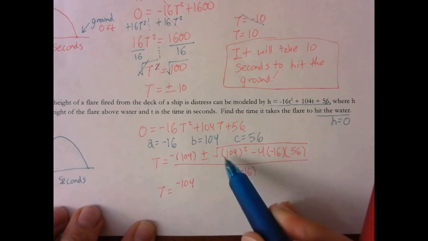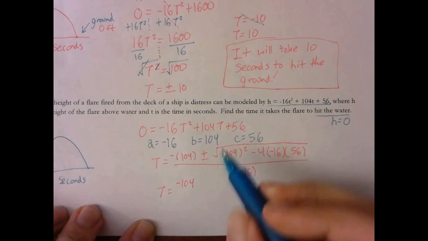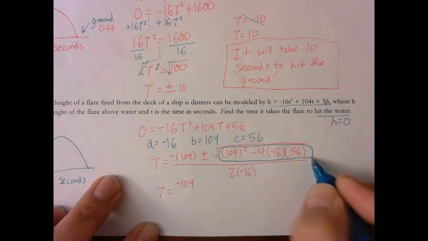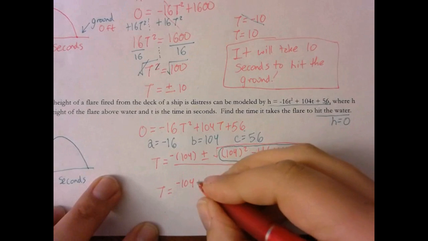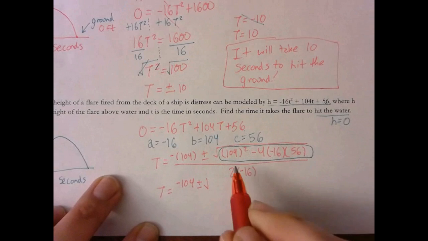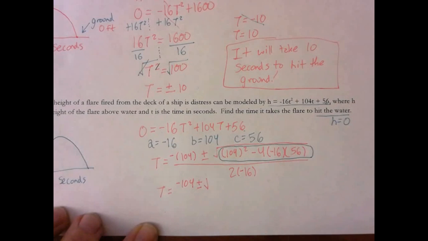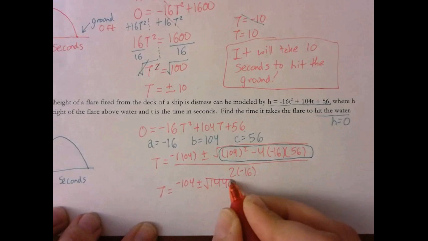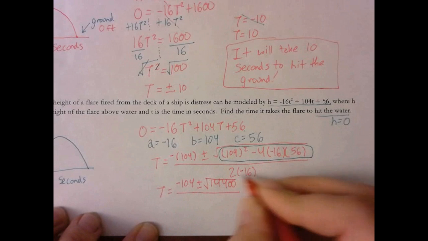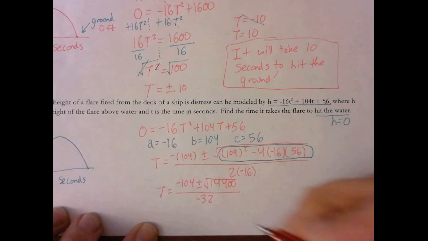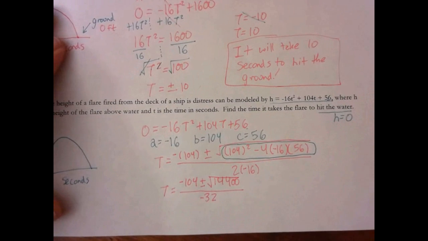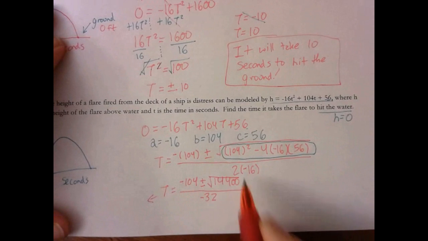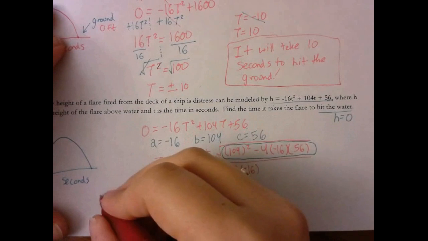We're having some troubles putting this in the calculator. I'll show you what I'm putting in the calculator, just this. I'm not going to do the square root because that seems to be messing some of us up. So I'm just going to put that in. Nothing happened to my plus or minus, nothing happened to my square root, and don't forget to use parentheses when you put it in. You should get 14,400. And 2 times negative 16 is negative 32. Okay, now we need to break it into two different problems. One of them is negative 104 plus the square root of 14,400.